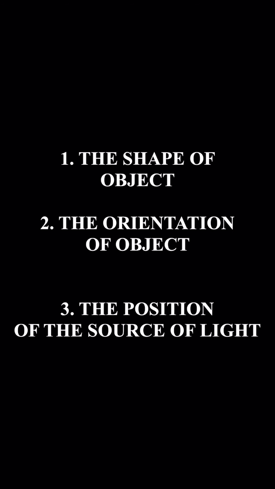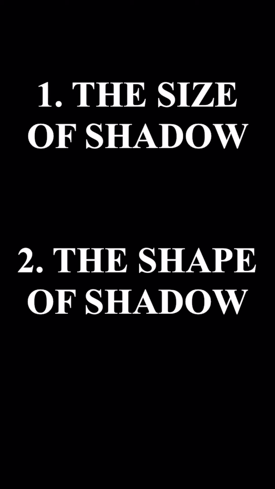So please remember the things that affect the shape of shadows are: number 1, the shape of object. Number 2, the orientation of object. And number 3, the position of the source of light. So today we have learned about the size of shadow and the shape of shadow.